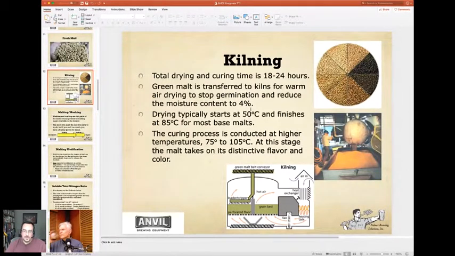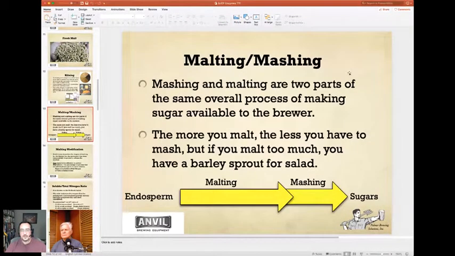After germination, the malt is dried, and the total drying and curing time is typically between 18 to 24 hours. We want to reduce the moisture content to about 4%. So we'll start out drying it at a very low temperature, like 50 degrees C, which is like 120 Fahrenheit, and then finish at about 85 degrees C, which is like 185 degrees Fahrenheit.